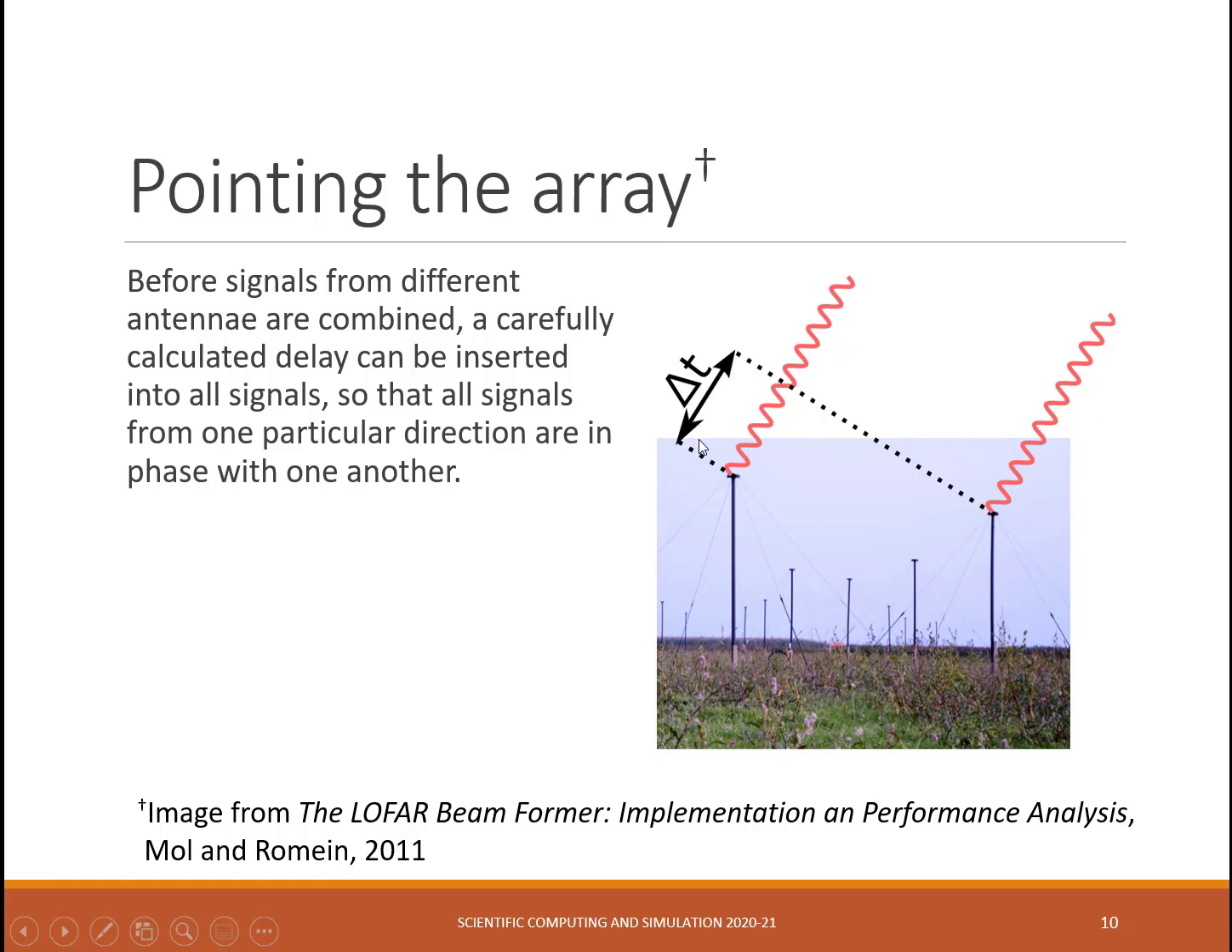To address this problem, a carefully calculated delay is inserted into all signals received from a desired source before signals from different antennas are combined. This way, all signals from one particular direction are in phase and aligned with one another. In the same manner, the LOFAR subsequently processes the signals from different stations to finally create a sky image.